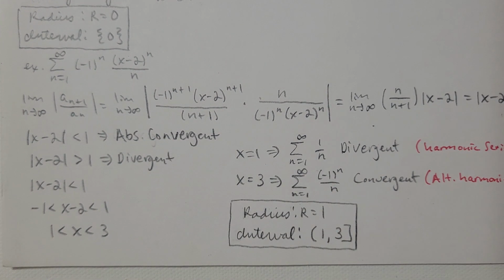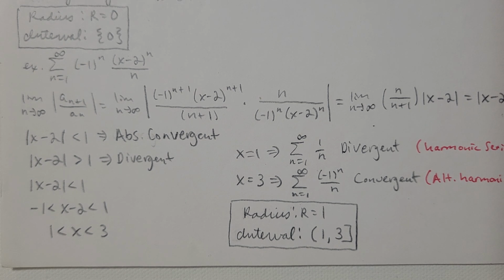So what if I had the summation as n equals 1 to infinity of negative 1 to the n times x minus 2 to the n divided by n? Okay. I'm going to use the ratio test here. Again, a lot of these problems are going to be where you're starting off by using the ratio test.